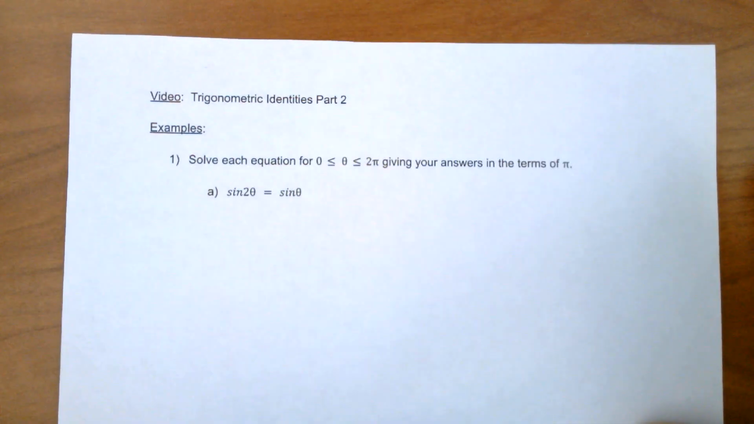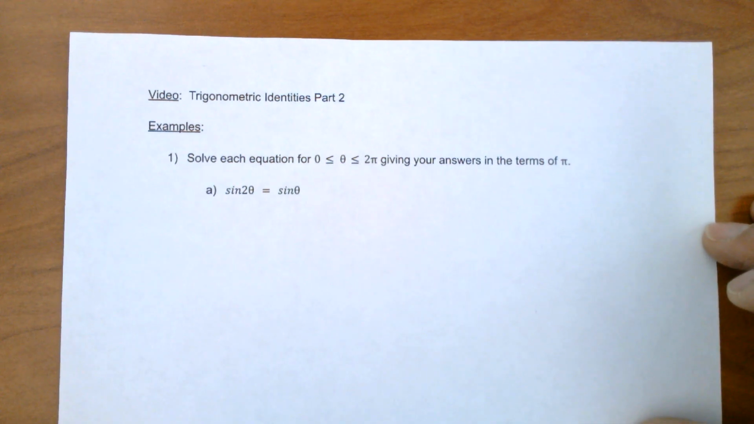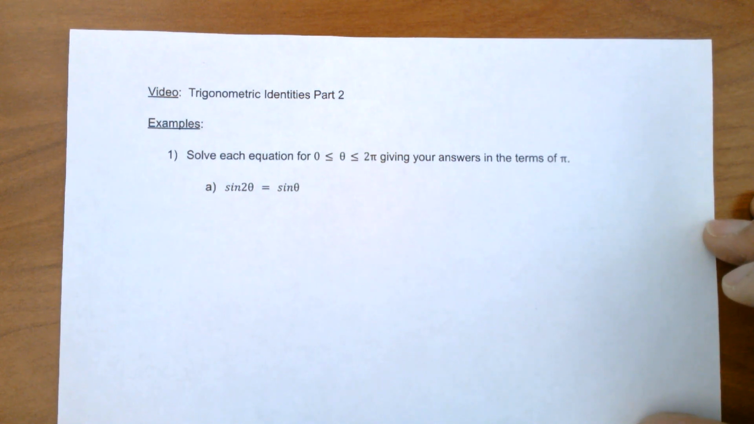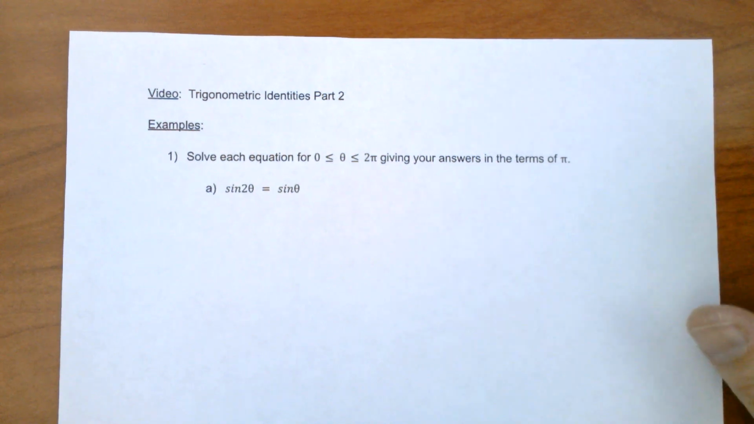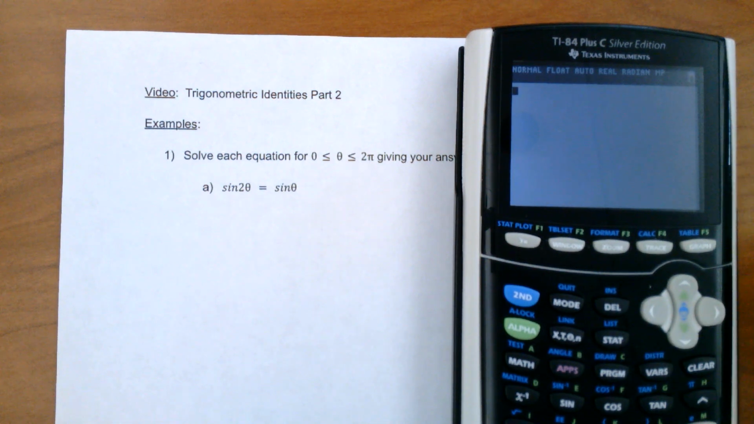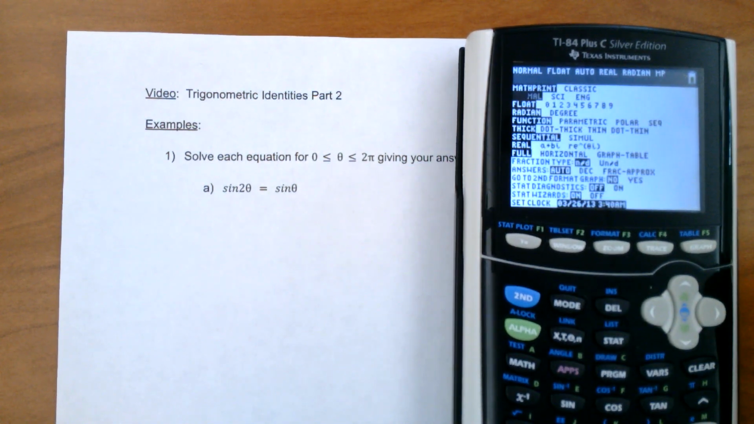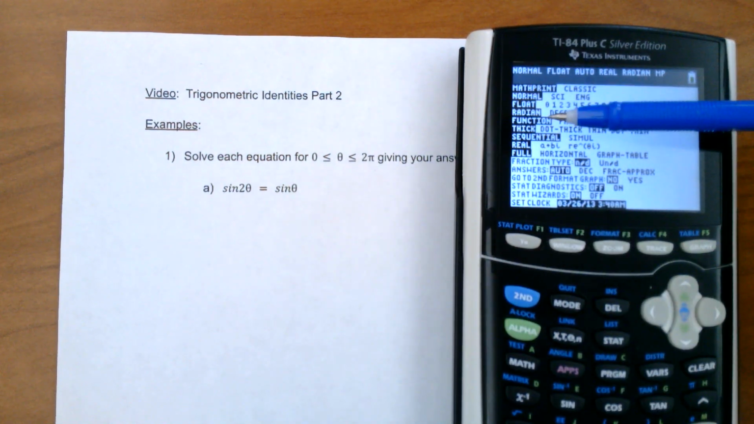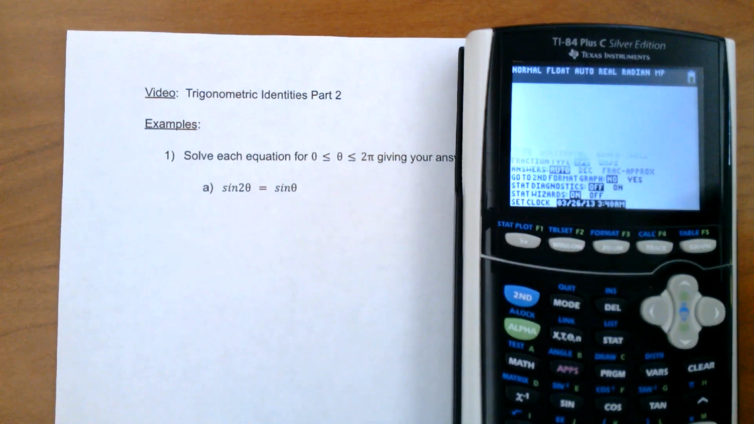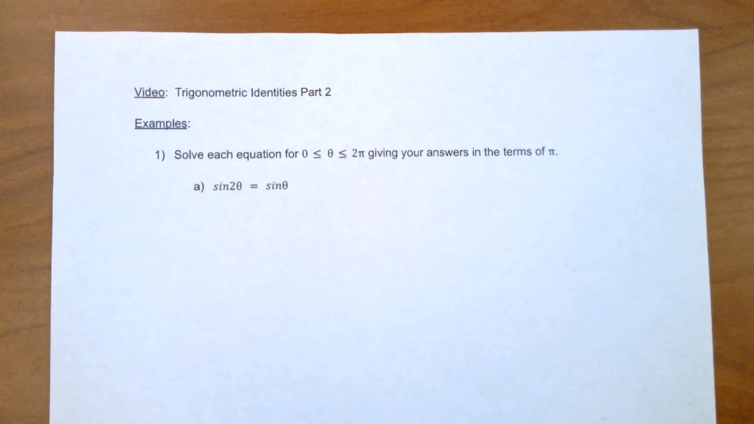Okay, so let's do some examples. Number 1, solve each equation for 0 is less than or equal to theta, which is less than 2 pi, giving your answers in terms of pi. Now, for these, I probably am just going to be using the unit circle. I'm not going to be using my calculator, but it's always a good habit to take your calculator and make sure that you're in the correct radian or degree mode. Since this is radians, I want to check my calculator is in radians just in case I need it. Then I'm just going to press second mode to quit out. So I am ready to go.